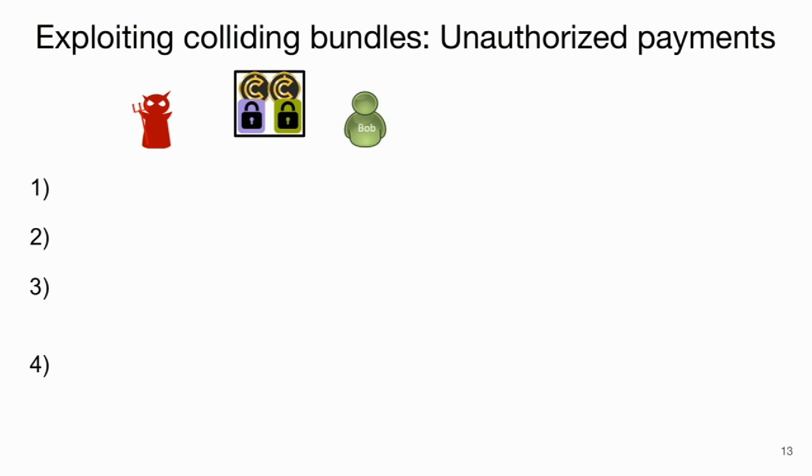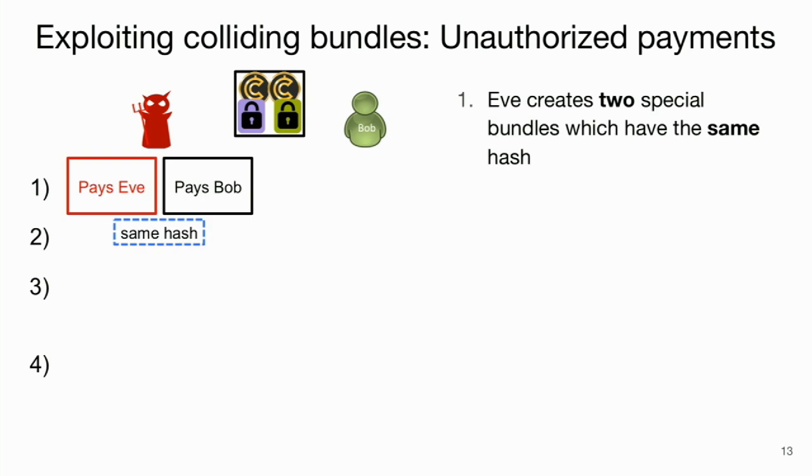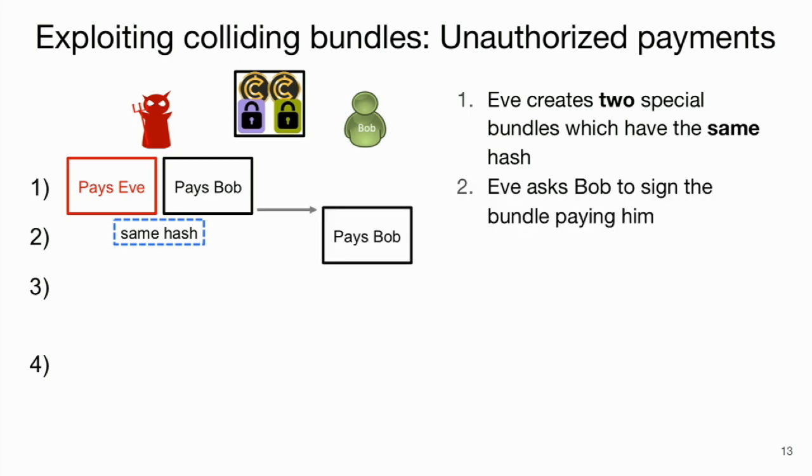So here we have Eve and Bob again, and Eve and Bob have locked up some money together in a multi-sig transaction. Eve is going to use our technique to create two bundles, one of which pays a whole bunch of money to her, and one of which pays a whole bunch of money to Bob. And now the key thing here is Eve has created these bundles very, very carefully. They both have the same hash under curlp27.